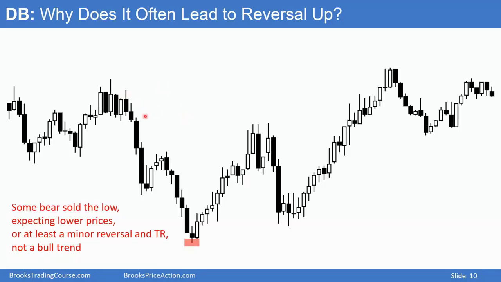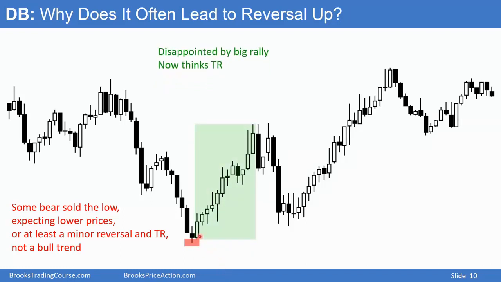We have a bear trend, and bears are selling all the way down, and it has to be a bull taking the opposite side of the trade. Bulls are buying as well, but some bear sold at the very bottom of this bear trend, expecting lower prices. His belief was, it's a strong enough bear trend, the first reversal up will be minor, which means a trading range or a bear flag. He expects the first reversal up to fail and come back down to around his original entry price, and he'll be able to get out with either a small loss or possibly even a profit.